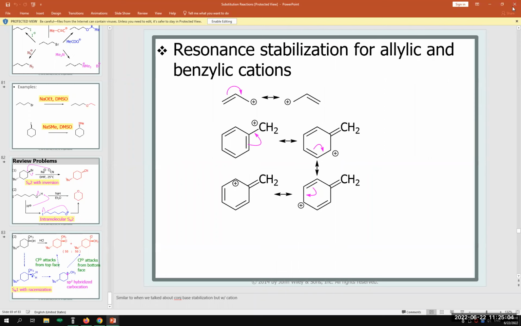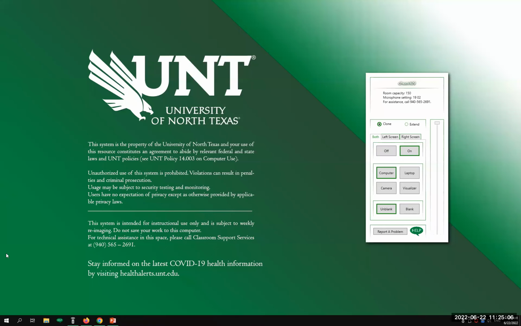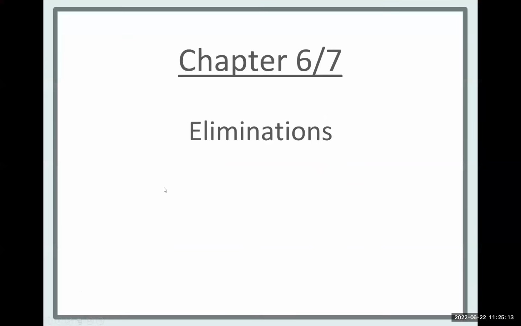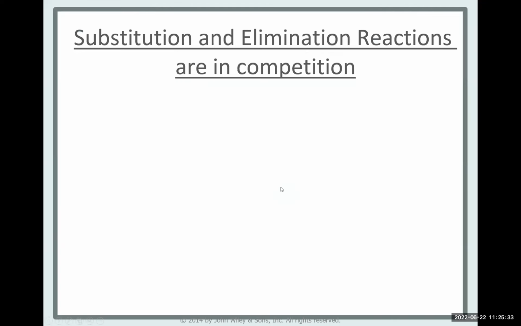Okay, our recitation today will be all about substitution and elimination, and you'll get to practice drawing mechanisms. It'll be so fun. So today we're just going to start on elimination reactions. We're going to dig deeper tomorrow, and tomorrow we're also going to learn how to tell, just based on the reactants and the substrate and nucleophile, if it's going to be an SN1, an SN2, or an E1 or an E2. But today we're just going to touch on eliminations.